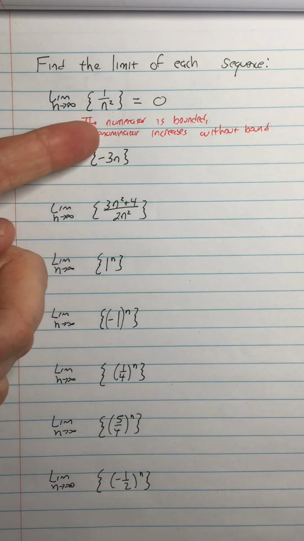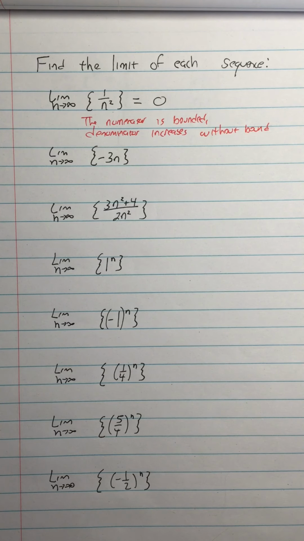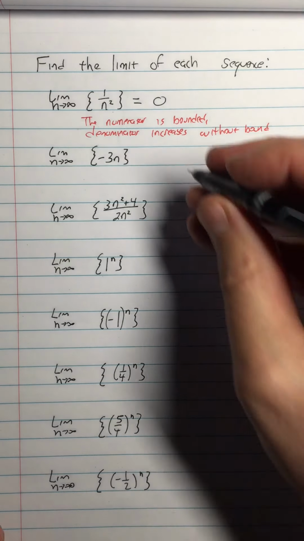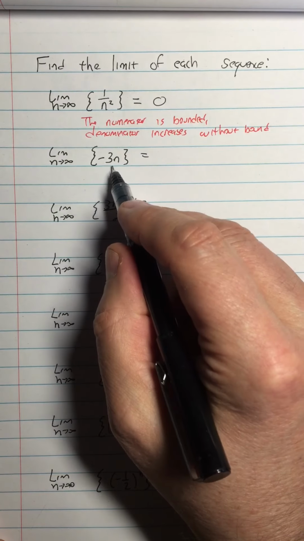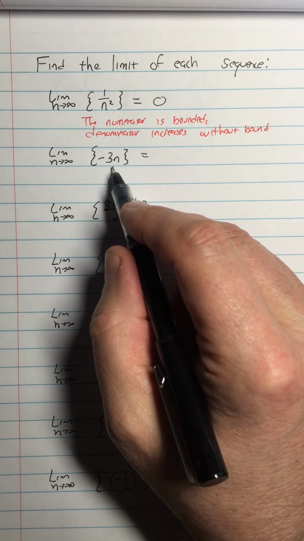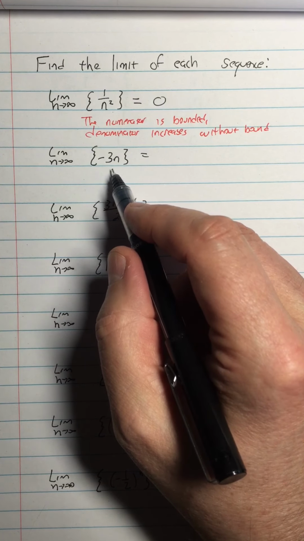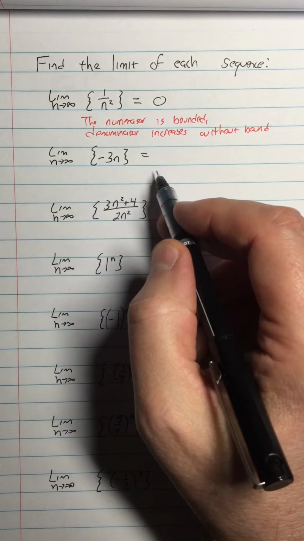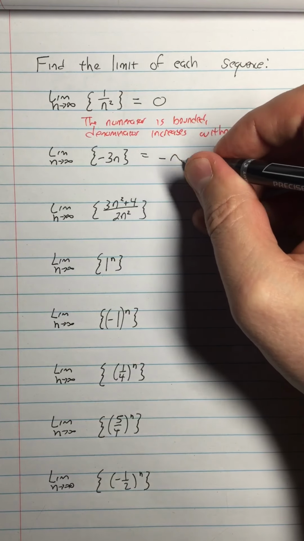You can just think about this sequence. You're going to have 1, 1/4, 1/9, 1/16, 1/25. It's going to 0. All right, what happens to this one? I'm going to have -3, -6, -9, -12. This is just increasing negative without bound, so that limit is -infinity.